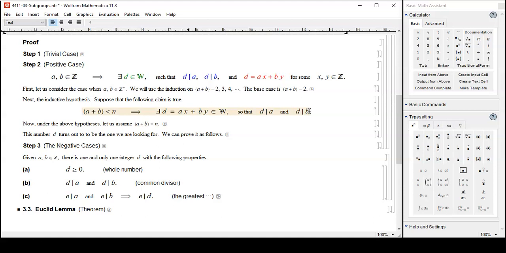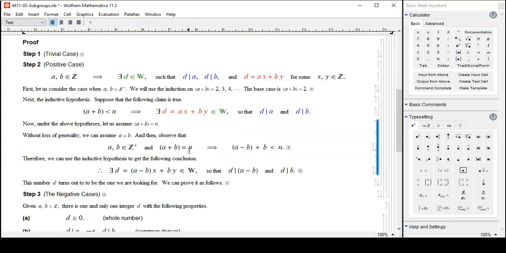Let's see. The conclusion of this is true. So we have red, green, and blue. Red, a linear combination. And green, that's a whole number. And blue, common divisor: d divides a and d divides b. And this is true whenever a plus b is less than n. Okay? Alright, assume that, and then we are going to prove this when a plus b is equal to n.